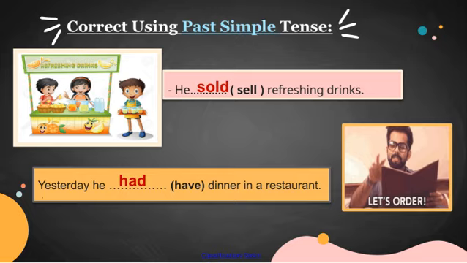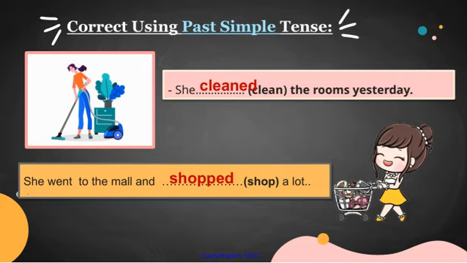Now let's look at some examples of the past simple tense in action. First, we have shopped. If I say, "She went to the mall and shopped a lot," it shows that she visited the mall and did a lot of shopping. The key point here is that shopped is the past tense of shop, and it tells us that the action happened in the past. Next, we have cleaned.